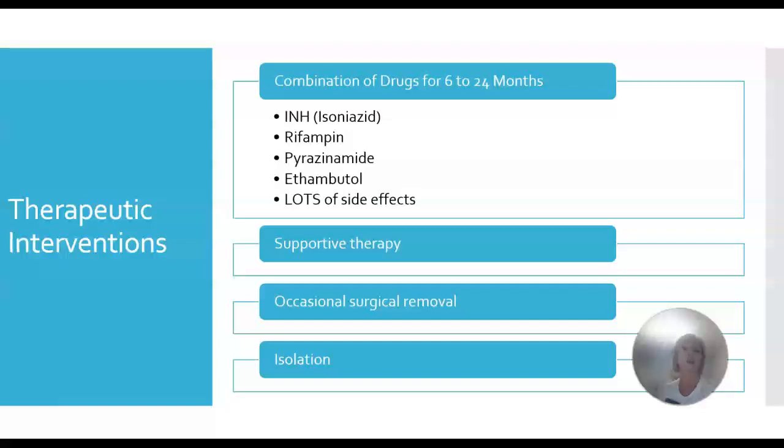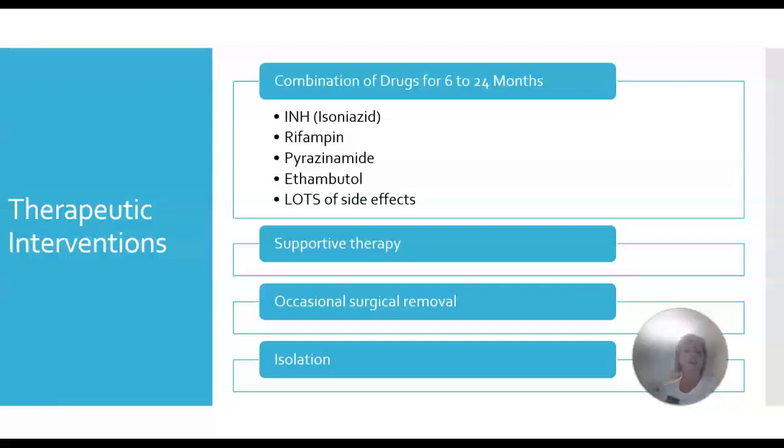So one of the medications is called INH. The others are rifampin, pyrazinamide, and ethambutol. There are 4 of these, and they have lots and lots of side effects. We're not going to go into the side effects because that's something you'll get in pharmacology, but there are a lot of side effects to these medications. So a lot of patients will start taking them, get the side effects, or say, I forgot to refill my medication, and not take it for 3 or 4 months. So teaching and education is going to be a big part of the therapeutic intervention for your TB patients.